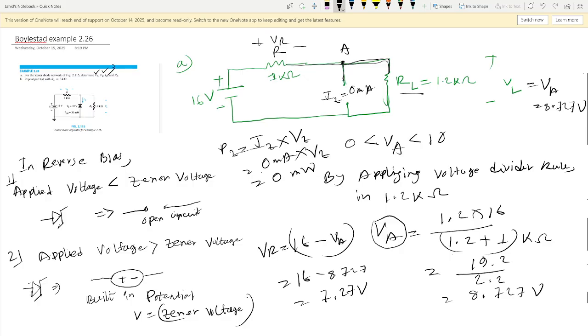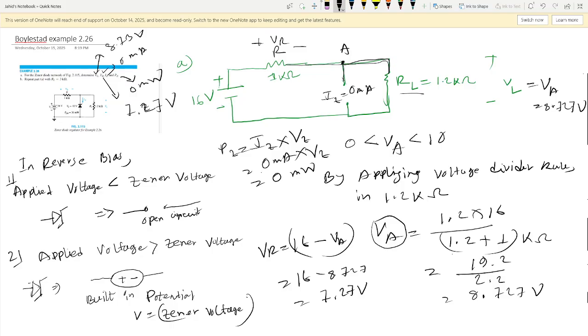IZ is 0 milliamps, PZ is 0 milliwatt, VL is 8.73 volt, VR is 7.227 volt. So that is our answer for problem A.